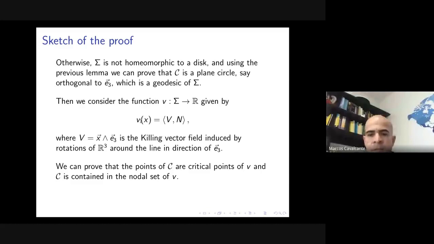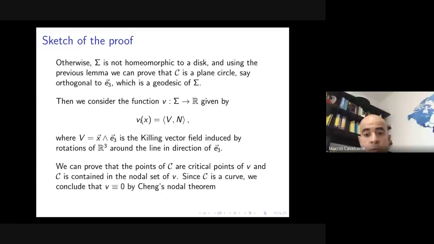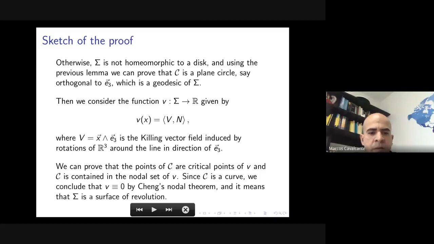And so what do we have? We have a solution to this elliptic PDE, and the nodal set of the solution contains a curve of critical points. Okay, so in this case, Cheng's nodal lemma implies that this function V is identically zero. Here I forgot to say that V is a solution to an elliptic PDE. And so there is a lot of information here, but it's okay. It means that since V is identically zero, sigma is in fact a surface of revolution, and we are done, okay? Those surfaces are the Delaunay surfaces. So it's the sketch of the proof, of course. I tried to be brief.